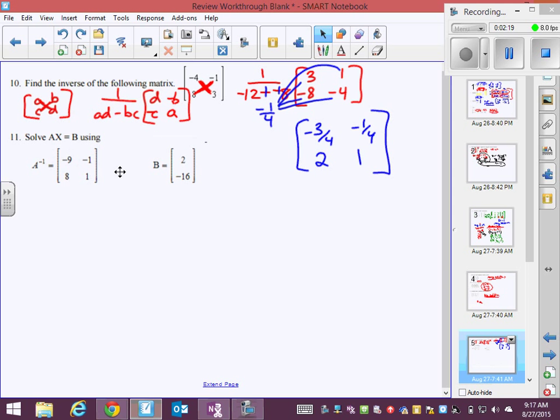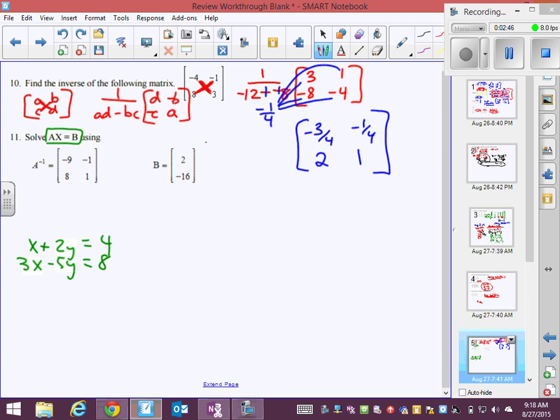So solve AX equals B using the inverse. So basically using the inverse to solve an equation. And what I find is people don't really understand what this is. Don't think about algebra because you're not thinking about matrices. If you think about a system of equations, let's say I have x plus 2y equals 4 and 3x minus 5y equals 8. So I just made that up.